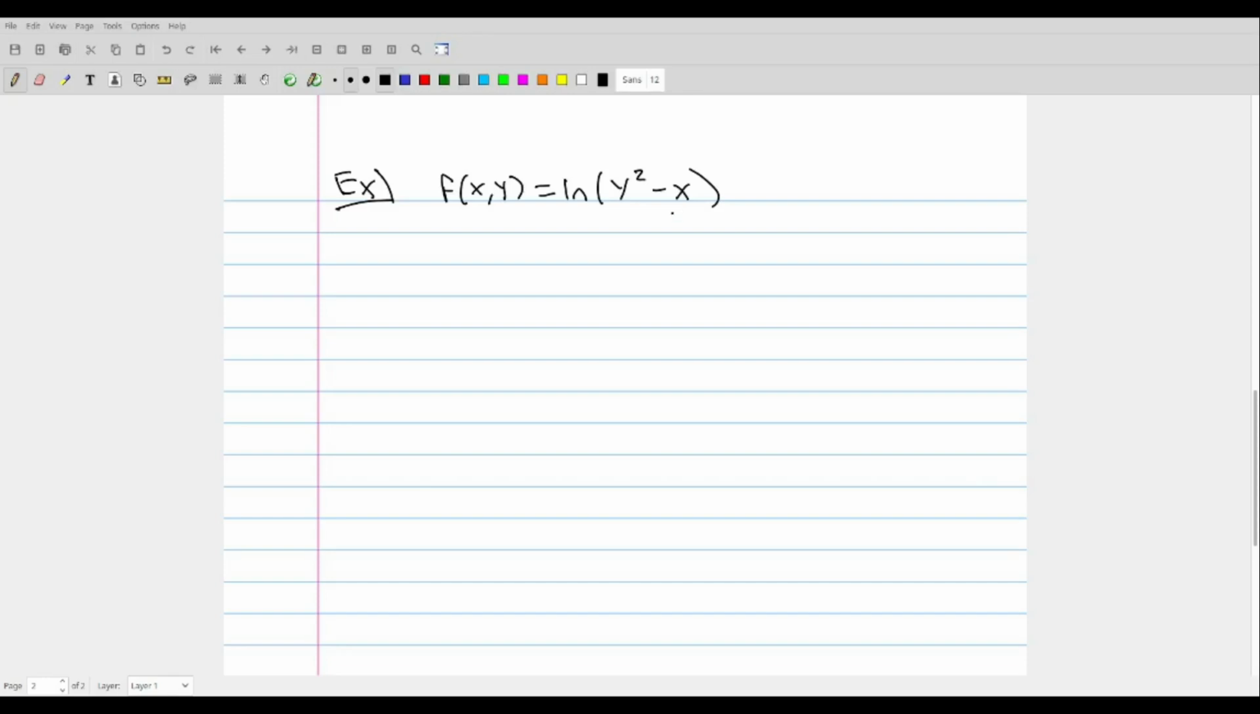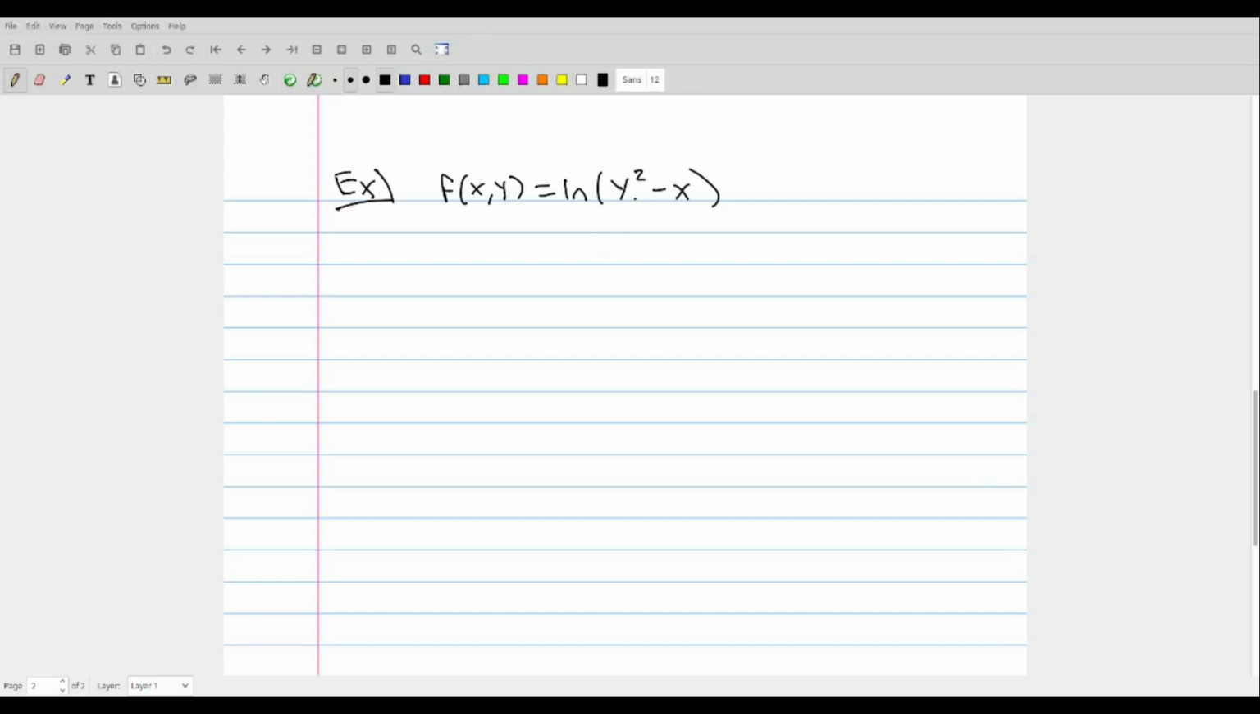So you could ask, what is the domain of this function ln of y squared minus x? Remember from last lecture that the domain of a function is the set of all points for the variables x and y, for a function of two variables, all points x and y where this function is defined, where it's a nice function. So you want to think about anything and everything that might make this function not defined. And you have to take away all of those points from the actual domain of the function.